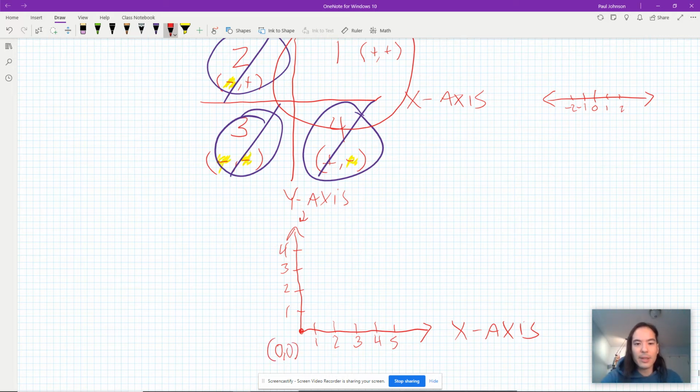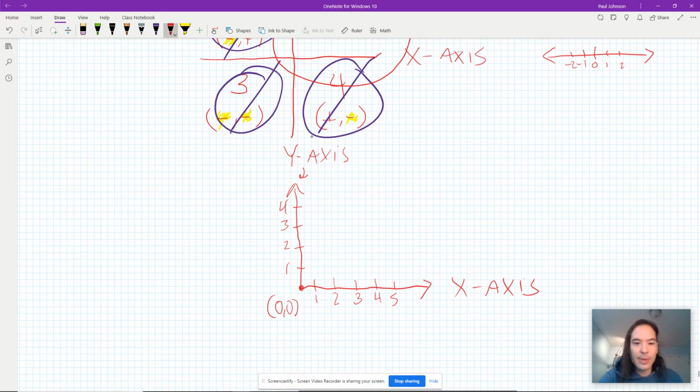Kind of looks like an owl. 0, 0. This is called your origin. It's where everything starts. It's the beginning. With superheroes, the origin story is the beginning of how they became a superhero. Like we talked about yesterday, Spider-Man got bitten by a radioactive spider. That's his origin story. That's how he got his spider powers, right?